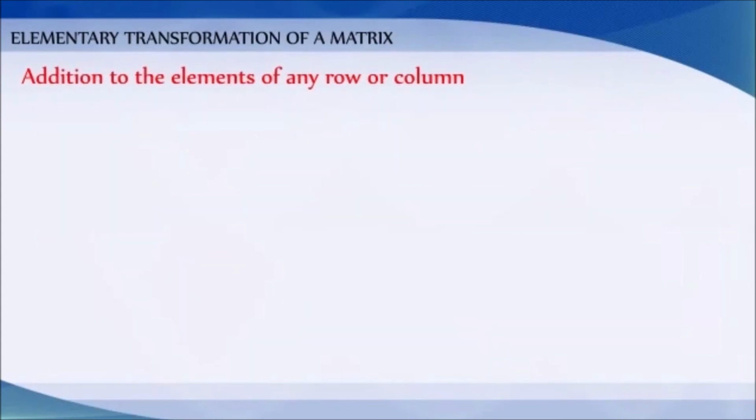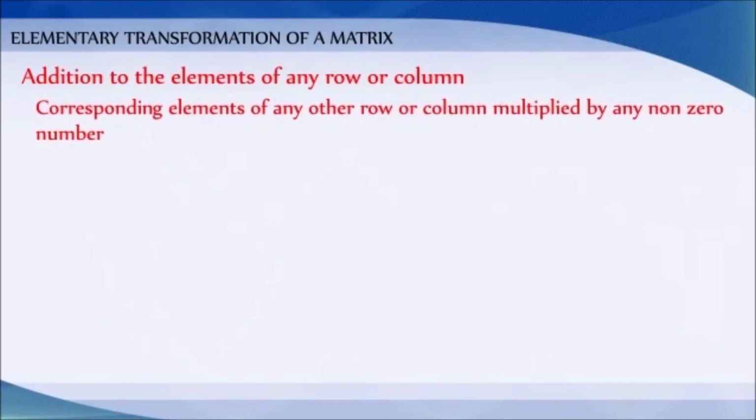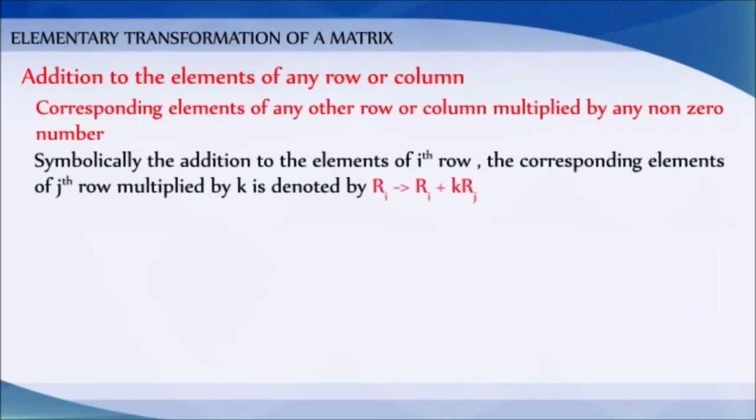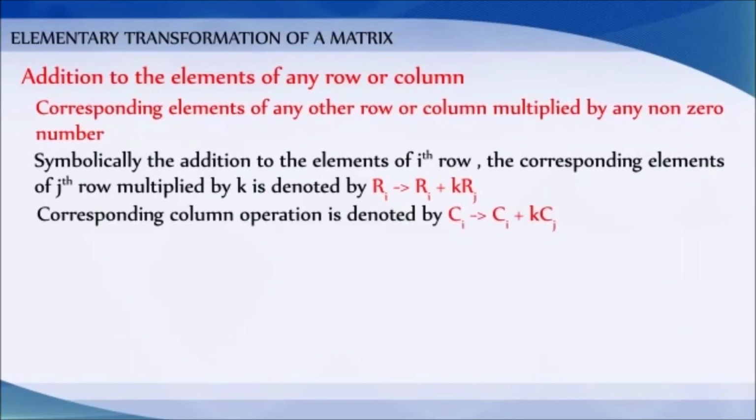The addition to the elements of any row or column, the corresponding elements of any other row or column multiplied by any non-zero number. Symbolically, the addition to the elements of the ith row, the corresponding elements of the jth row multiplied by k is denoted by Ri turns to Ri plus kRj. The corresponding column operation is denoted by Ci turns to Ci plus kCj.